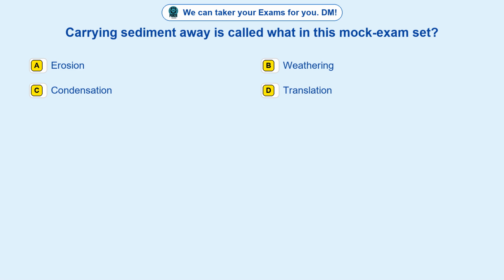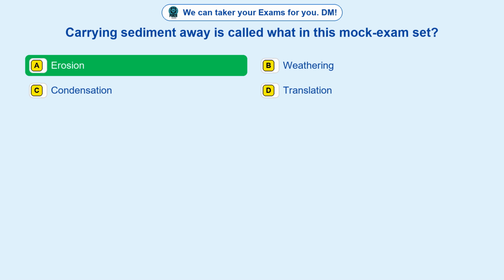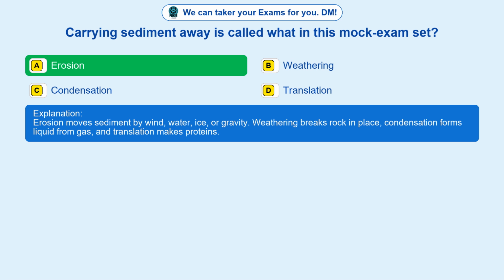Question 82. Carrying sediment away is called what in this mock exam set? Option A, erosion. Option B, weathering. Option C, condensation. Option D, translation. The correct answer is option A, erosion. Erosion moves sediment by wind, water, ice, or gravity. Weathering breaks rock in place, condensation forms liquid from gas, and translation makes proteins.